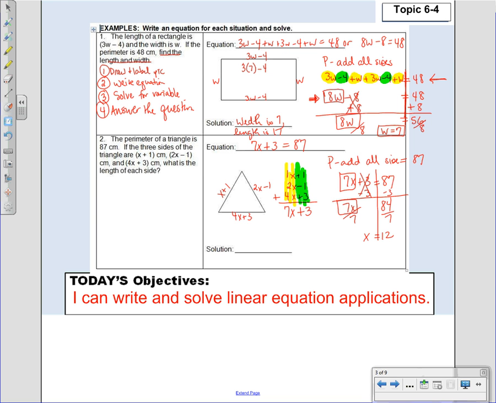So we solved for the variable. Now we need to answer the question. The question is, what is the length of each side? So I am not done. This means I need to plug it back in. So one side will be 12 plus 1, that's 13. Another side will be 2 times 12 minus 1, so that's 24 minus 1, which is 23. And my last side would be 4 times 12 plus 3. So 4 times 12 is 48, plus 3 is 51. Our three sides are 13, 23, and 51.